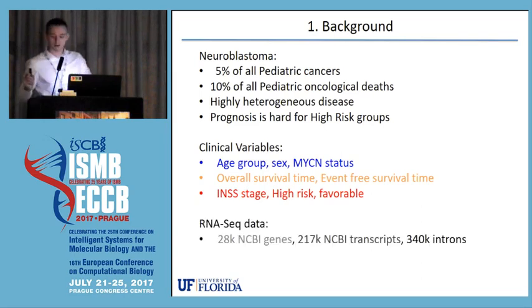We are only using the RNA sequencing data, so that comes with 28,000 genes, 200,000 transcripts, and 340,000 introns, and we look at all three different levels for that.